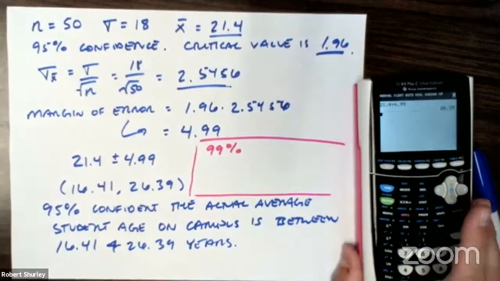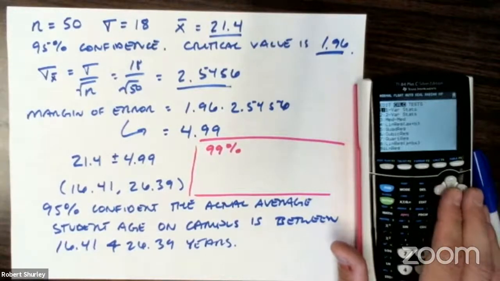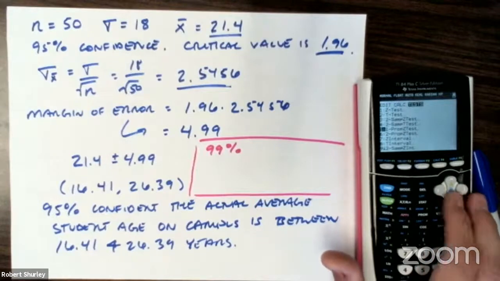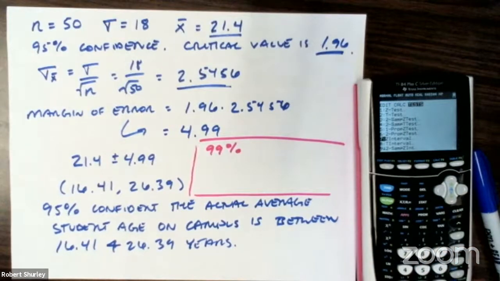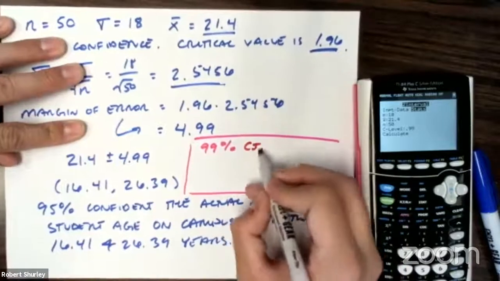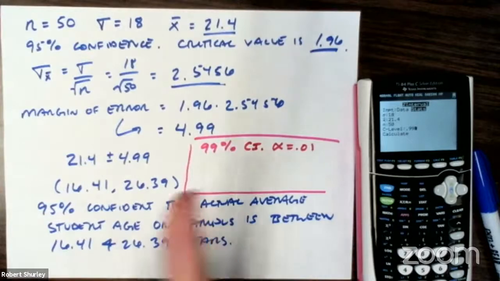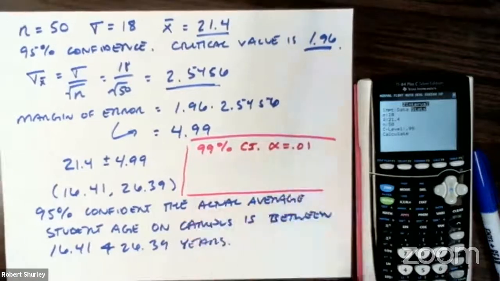Okay? So all I'm going to do, if we go back into this, remember it was stat, tests, and then we go down to Z interval again. Now your info should be still in there, I think. Right? Yeah. All we're going to change is that confidence level. So instead of 0.95, we're going to use 0.99. Now, that 99% confidence means our alpha is 0.01. That's going to pop up later on. So remember, 95% meant 0.05 alpha. 99% means 0.01 alpha. So we're going to calculate that.